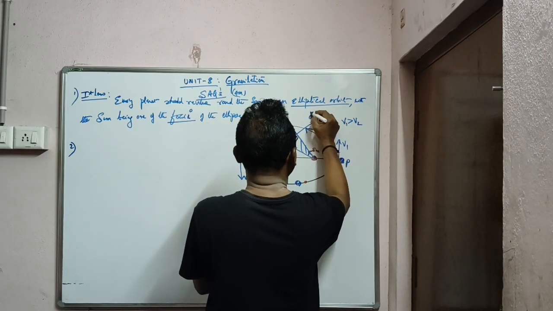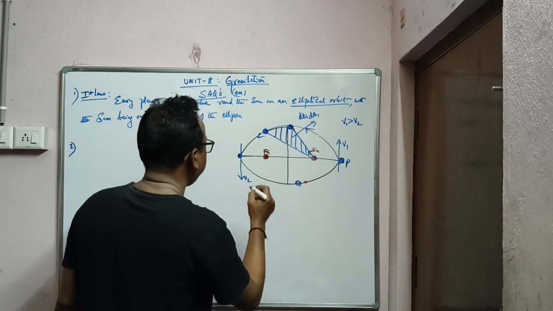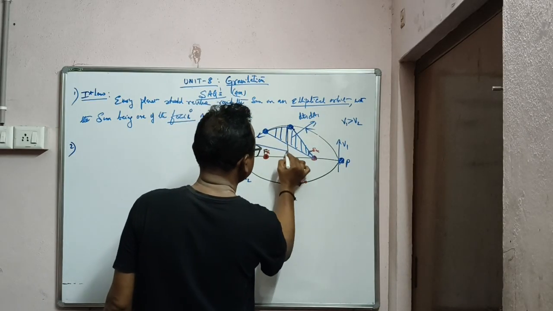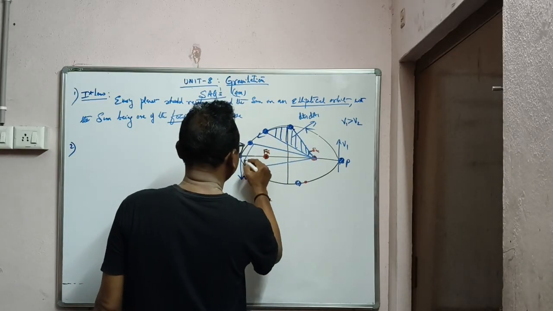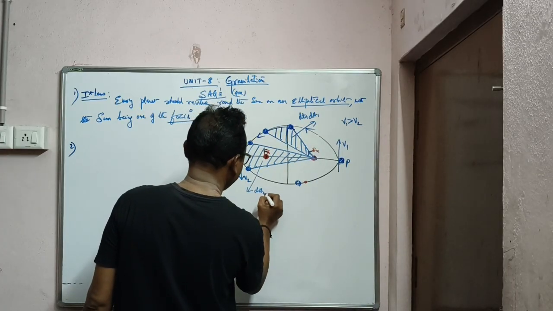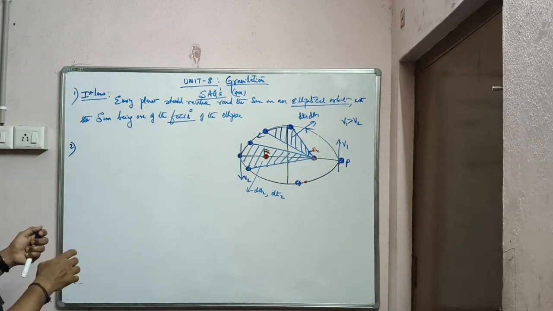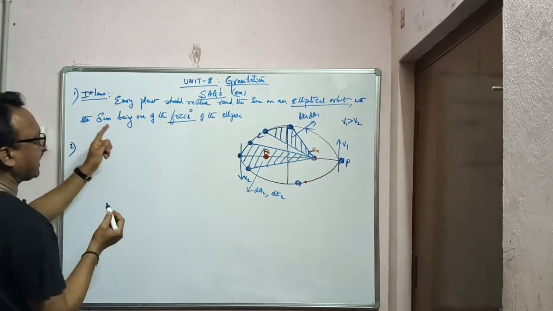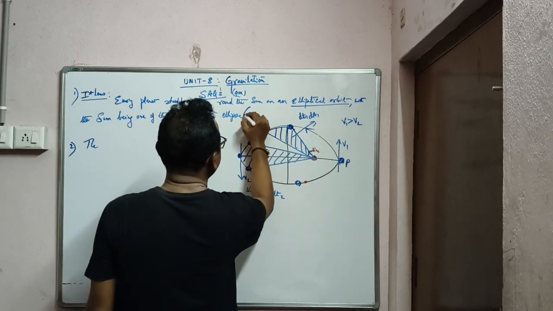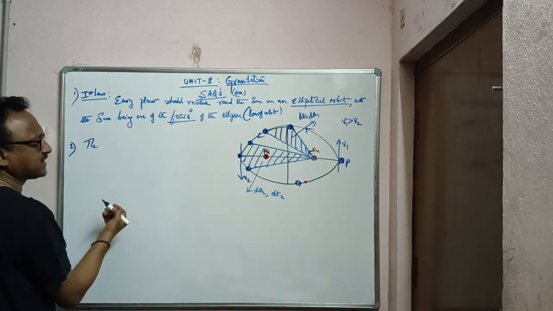Let it be dA1 in time dt1. Same thing, suppose it has come here. Let this be the area swept by the planet as dA2 in time dt2. Simply and mathematically, the line joining between the sun and the planet. The first one is also called the law of orbits, the second one is also called the law of areas.